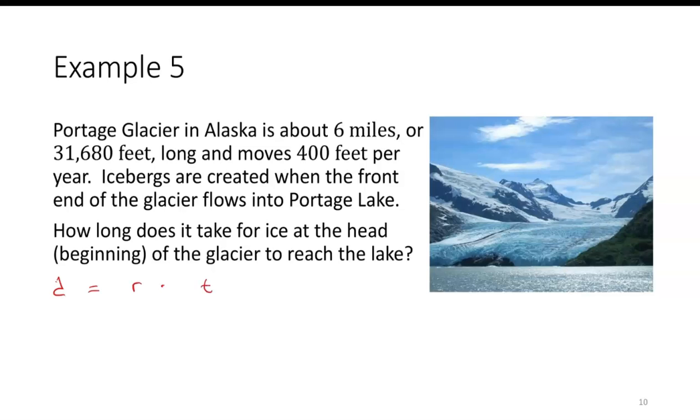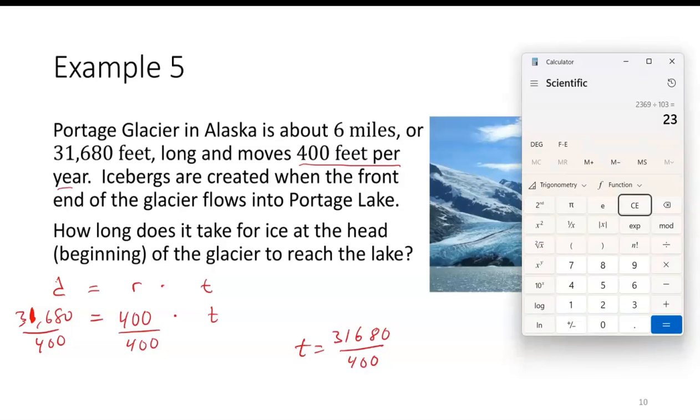And the 31,680 feet, that's equal to the rate, which we're told is 400 feet per year, times the time. So divide by 400, and so my time is going to be 31,680 divided by 400. And that comes out to be, 31,680 divided by 400, we get about 79.2 years.